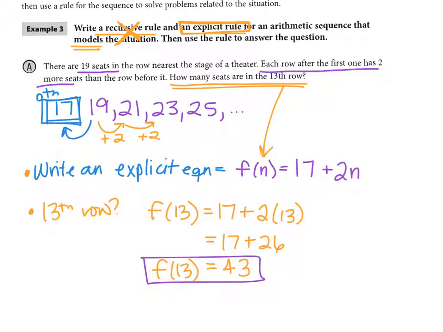This means in the 13th row there will be 43 seats.